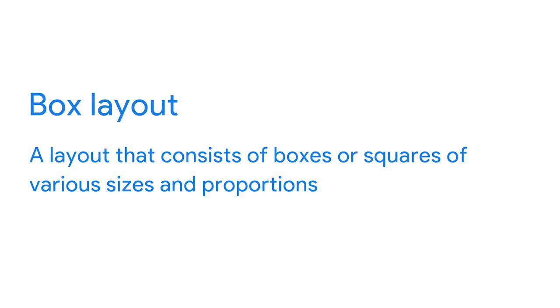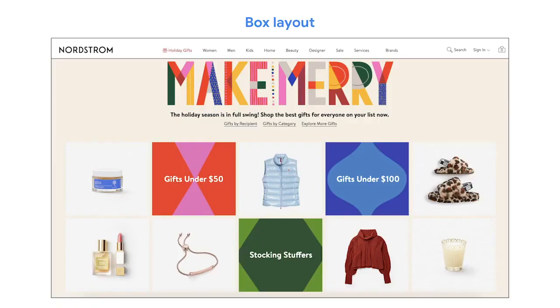The box layout is a layout that consists of boxes or squares of various sizes and proportions. Box layouts are often found at the main starting point or homepage of a website. In this example, Nordstrom uses boxes to organize different categories of gifts for the holiday season. The box layout allows users to quickly navigate to gifts of varying price points and item types.